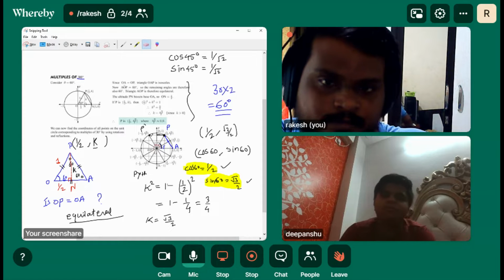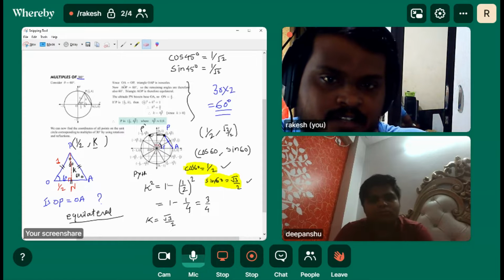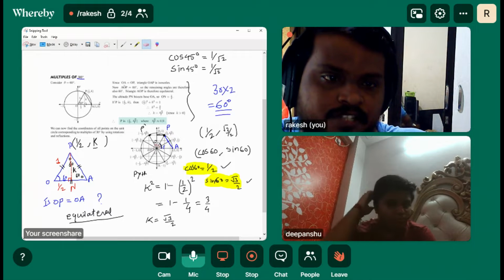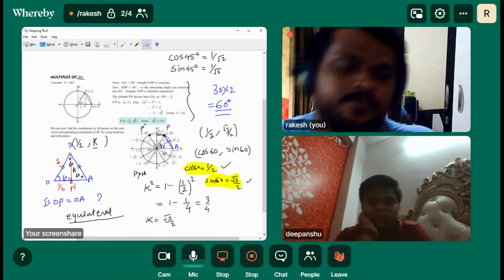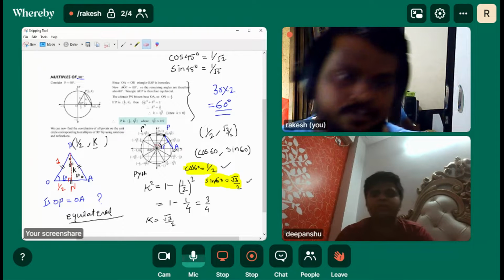-1/2, √3/2. Perfect. And what is the angle made by OP prime with the positive x direction? 120. Because this is 60 plus 60. So that's a multiple of 60, right? Each multiple of 60 will give you the same coordinates, but you'll have to just understand the sign of the values.